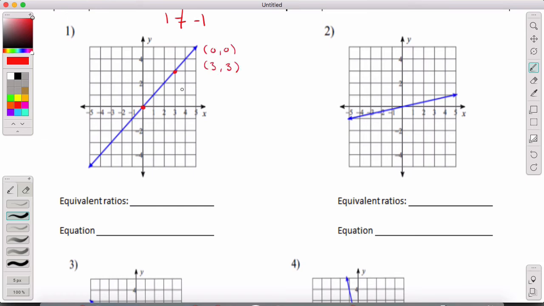Look at my change in y. So your change in y over your change in x. Okay. I'm just setting myself up. This is going to be my equivalent ratio setup. So I'm going to go up 1, 2, 3. I got 3 as my change in y, so I'm going to write that over here. And then I am going to go over 1, 2, 3 as my change in x.